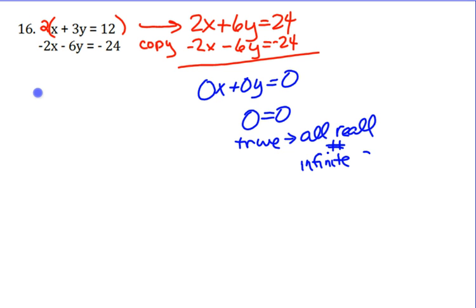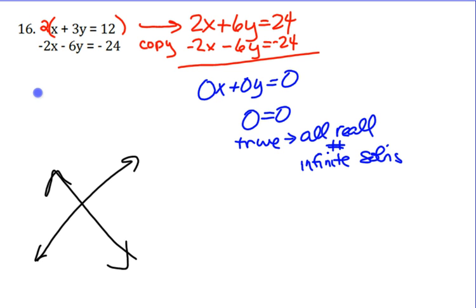Infinite, yep, I think I got that right. Solutions. All right, which means what? Well, when we originally were graphing these, we were talking about what they look like in graphing. And there's three possibilities when you're graphing two lines. One possibility is one line goes like this, and they cross in exactly one point.